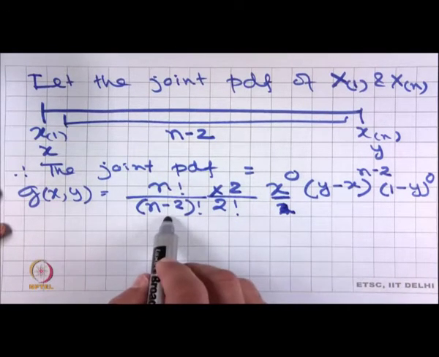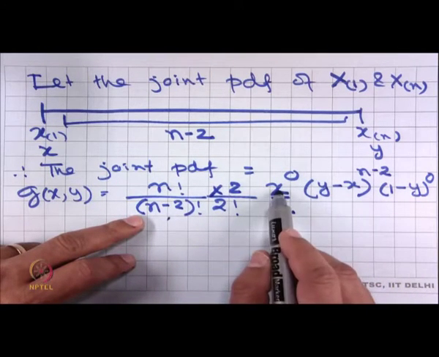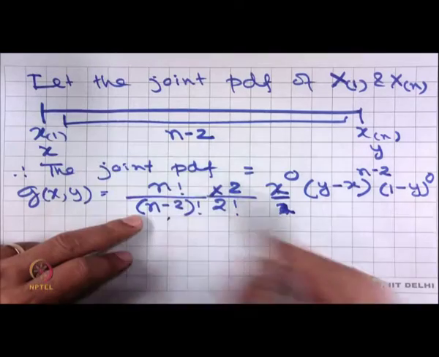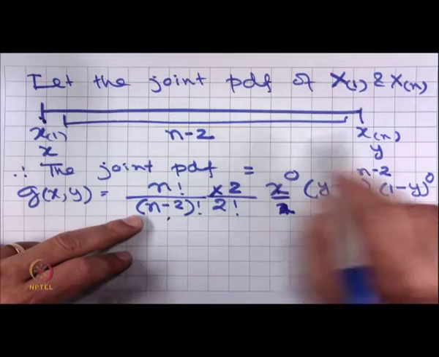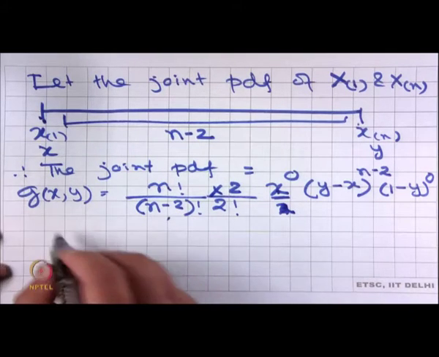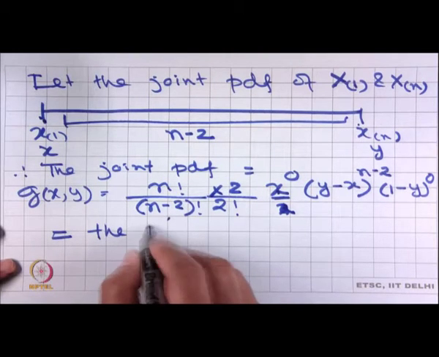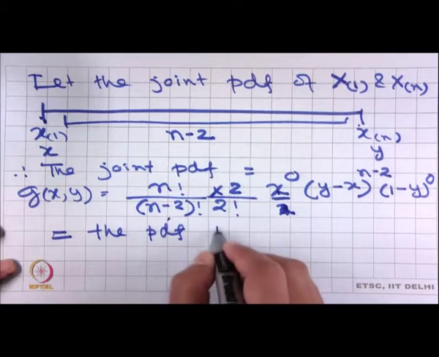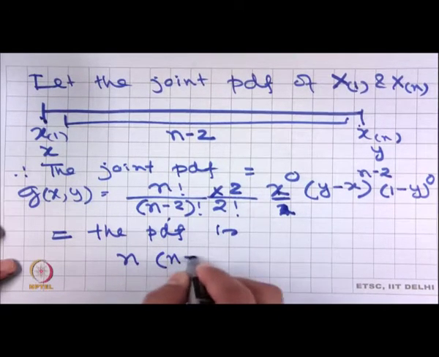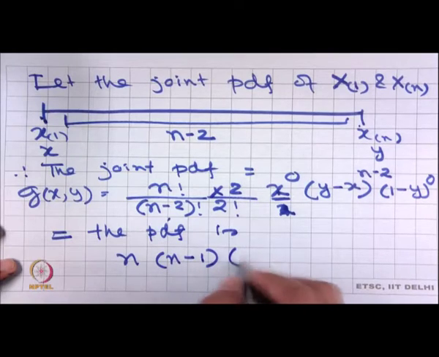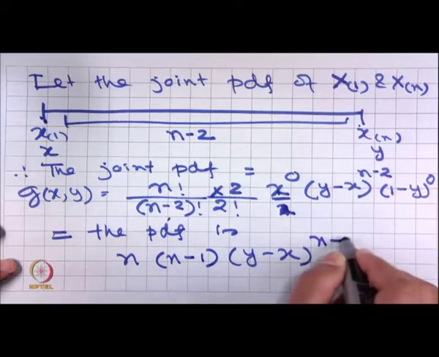Out of n we have chosen n minus 2. Now, from the remaining 2 I can choose in two possible ways, one which will remain on this side, not at x, and one which will remain at y. Therefore, the PDF is n into n minus 1 into y minus x whole to the power n minus 2.